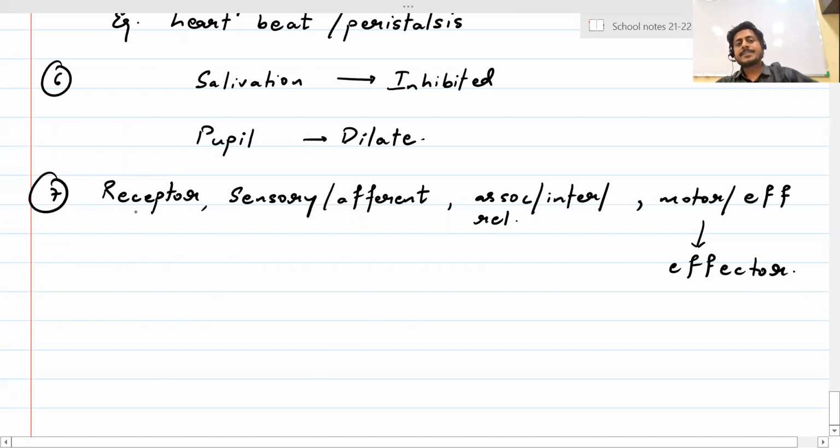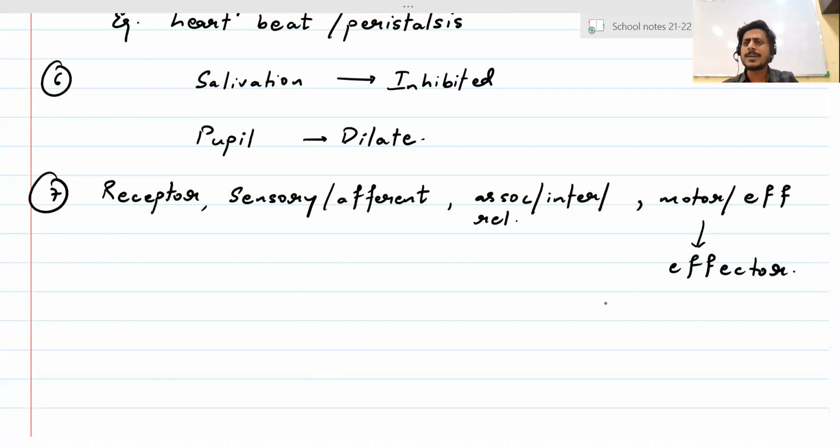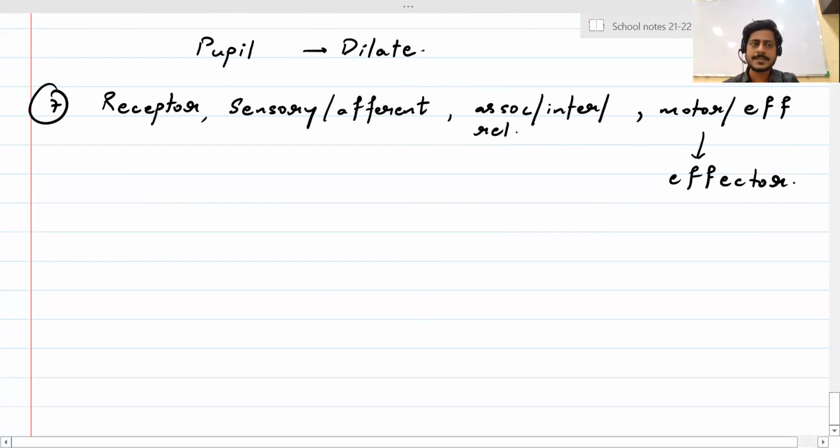So it's basically receptor se effector taka shortest distance. And the question we had was components of a reflex arc. So they could be asking you as a logical sequence. So this is the sequence.